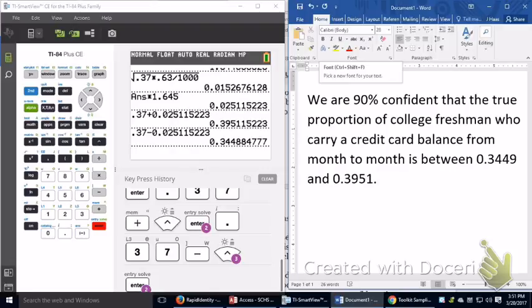To interpret the confidence interval, we just say that we are 90% confident that the true proportion of college freshmen who carry a credit card balance from month to month is between these two values. We always use appropriate context of the problem. We always identify our percent of confidence, and we always put our actual values in the context of the problem with appropriate units and with proportions. It's really easy to do units with means. You would have to indicate whether it was seconds or whatnot.